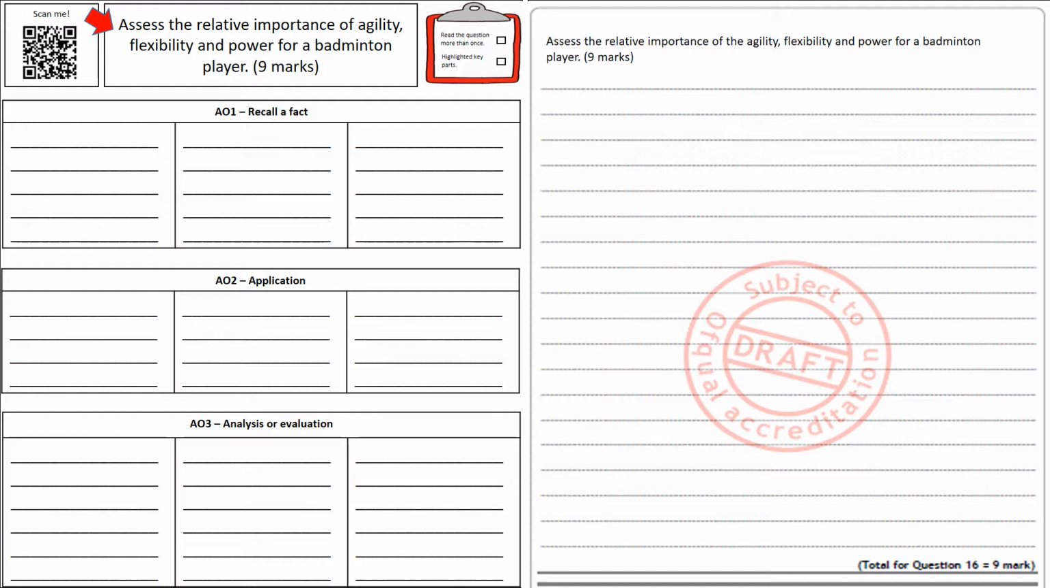So step 2, next thing I'd like you to do, highlight the command word and draw an arrow from it and write what that command word means. Now students often forget to do this. So press pause on the video and do that now.